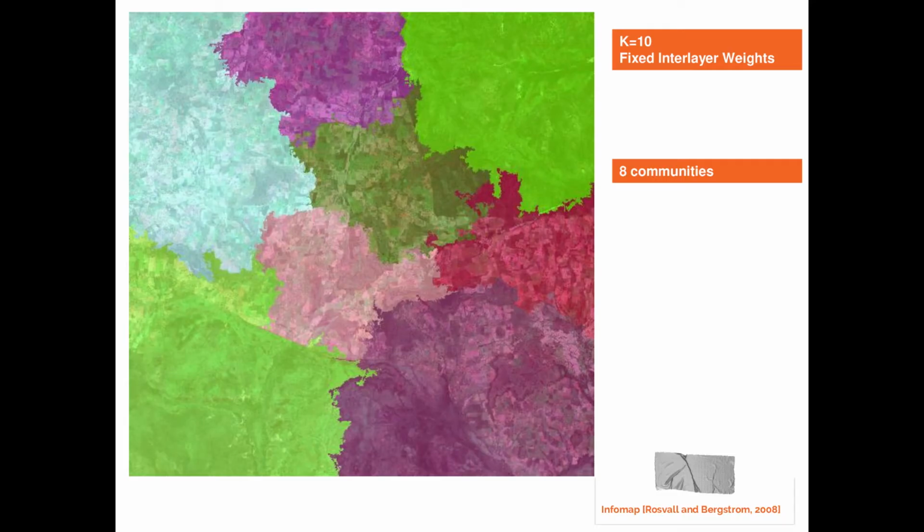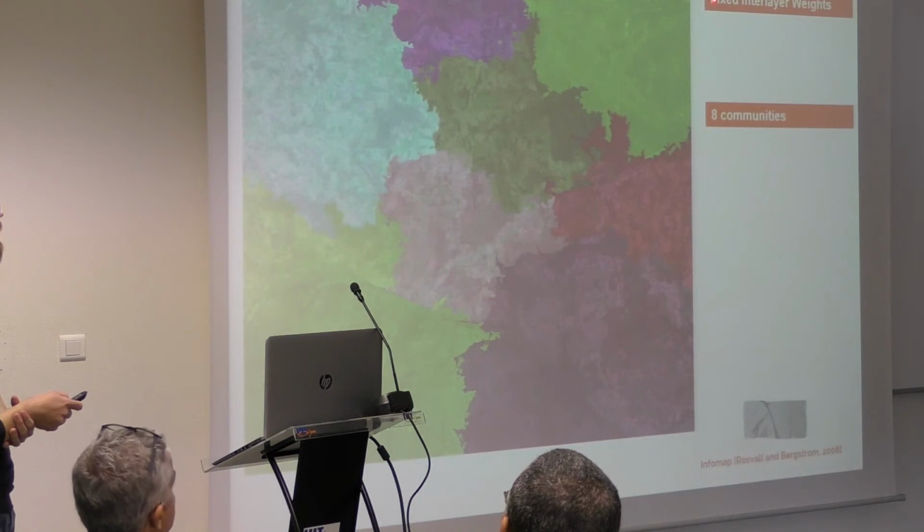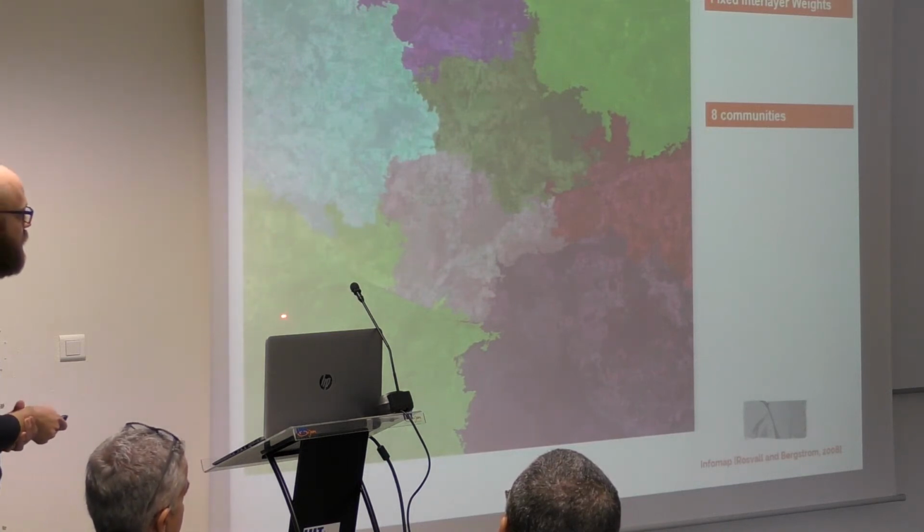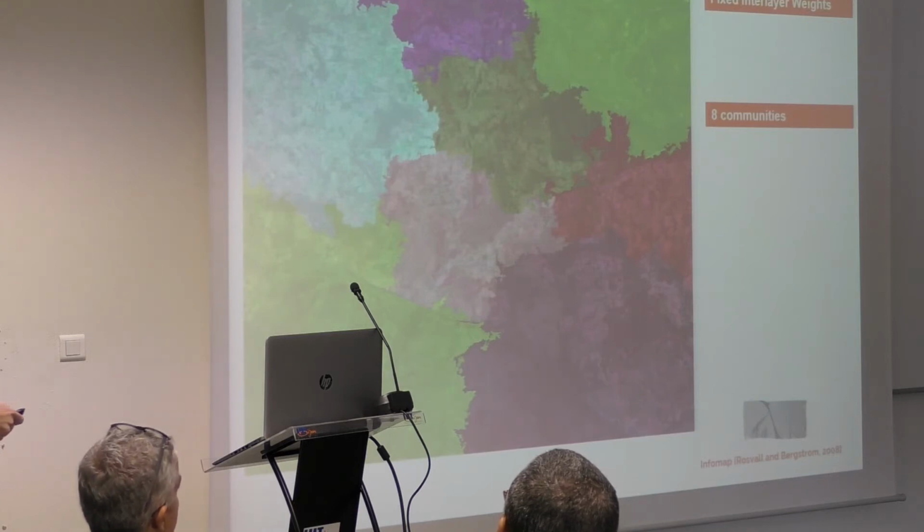So for example, if we apply a multi-layer community detection, we use Infomap in this case for a series of reasons, and if somebody asks, I will answer during the question time. This is the result for a network with 10 layers, so k equal 10 and fixed interlayer weights. We can see that we have 8 communities, but they are really well defined.